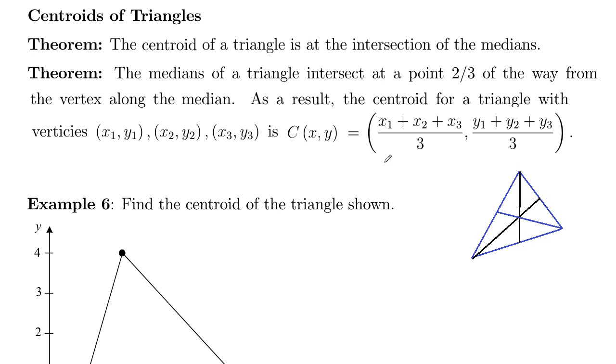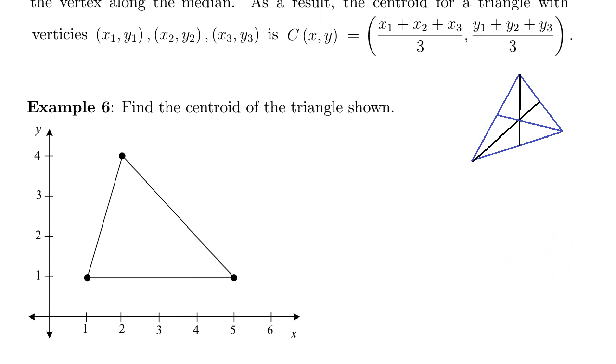And as a result, for the centroid of a triangle, if you have the coordinates x1, y1, x2, y2, and x3, y3 for the vertices, to find the x and y coordinates of the centroid, you just add the x coordinates of the vertices and divide by 3, and add the y coordinates and divide by 3. So in other words, you average the x coordinates and you average the y coordinates. And intuitively, that kind of makes sense.